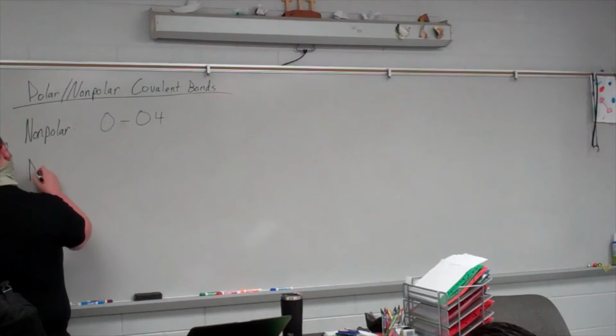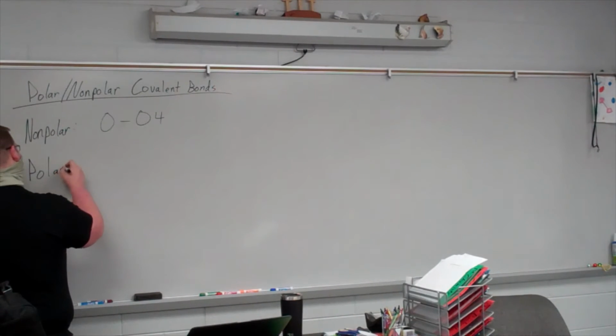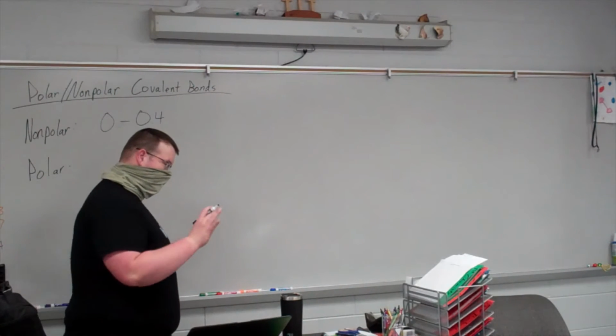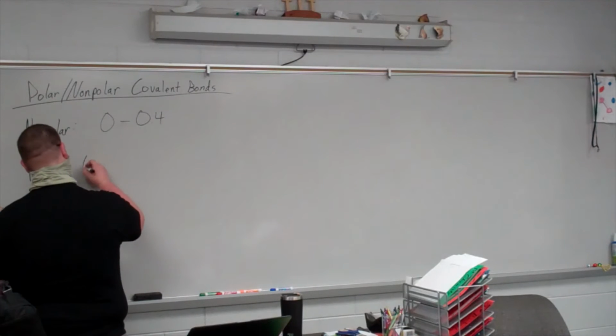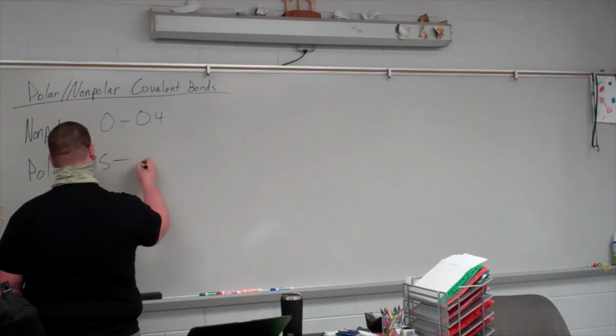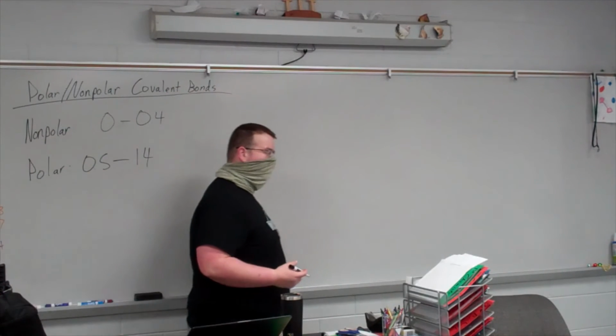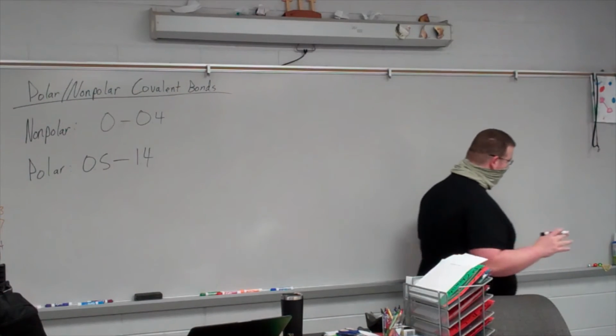And then we have polar covalents. Polar covalents have a range of around 0.5 to 1.4. It's where I like to do the cutoff point, but they can be different.